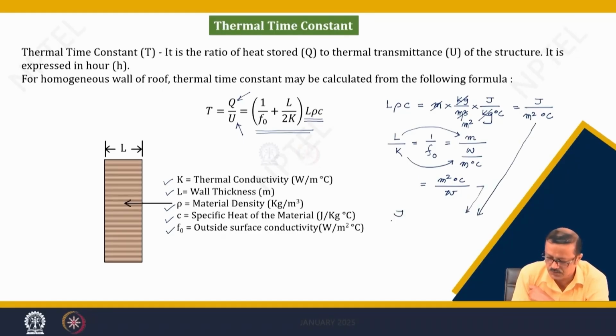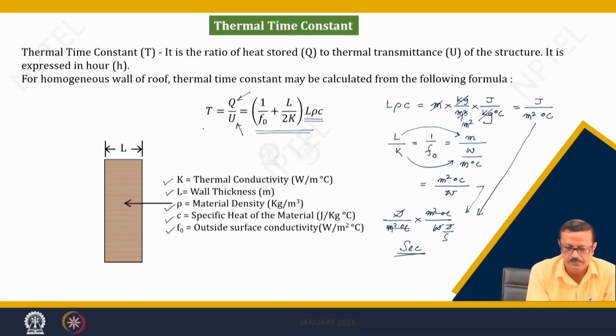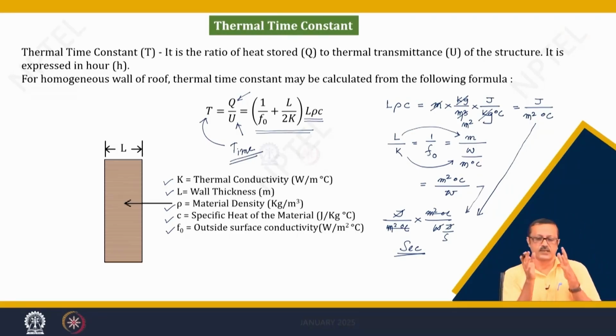So, this is joule per meter square degree centigrade multiplied by meter square degree centigrade per watt. So, this cancels, and watt is nothing but joule per second. So, these joules cancel and second goes up. So, it is in seconds. So, it is a time unit. It can give you an idea of how much time it can store some kind of heat.